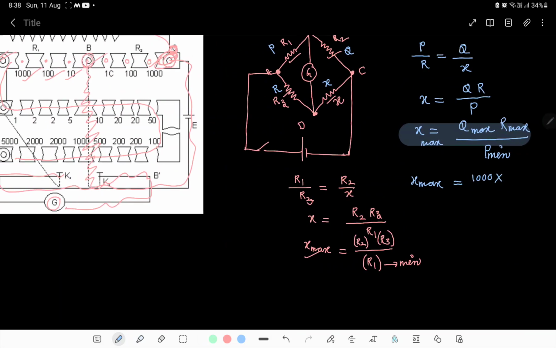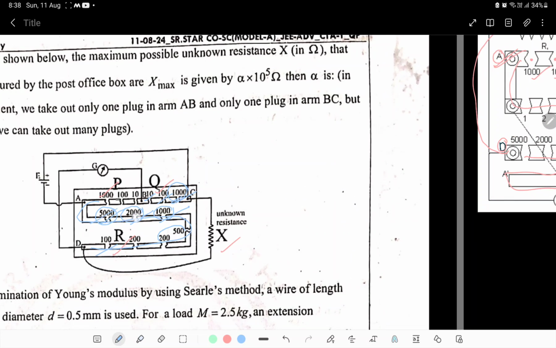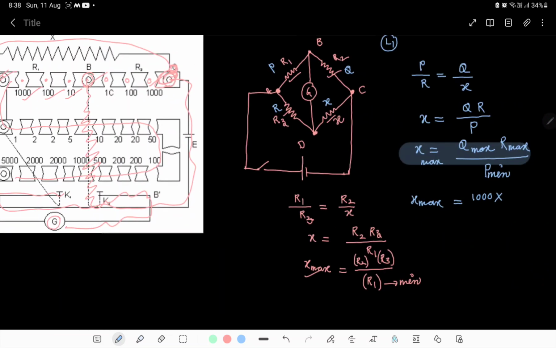It is 1000 into what about R max? Where is this R? It is between A and D. What is the R max value? Max is nothing but taking out all of them. For example, if you take 1000, 10 and 100, that will be equal to 1110. Here have a look. If you want to find this maximum, taking all of them out, this will be 5000, 7000, 8000, and this can be written as 9000 total. If I add all these values, that will be equal to 9000.